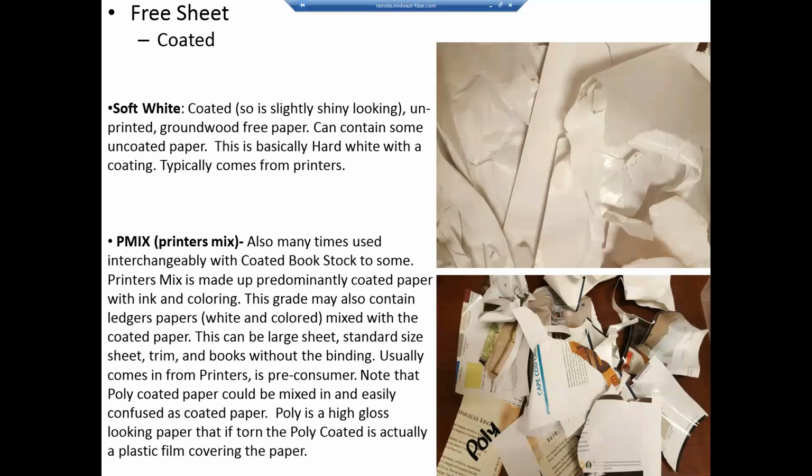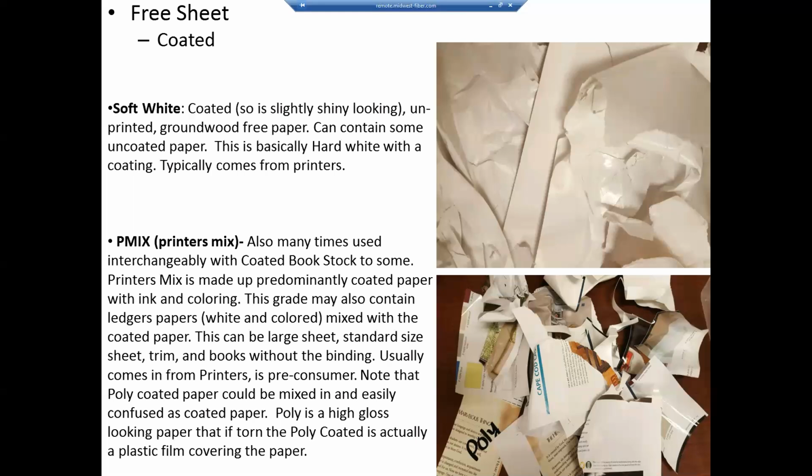PMix, or printer's mix, is the next grade down in the coated free sheets. Some people also refer to PMix as coated book stock. PMix is made up predominantly of coated paper with inks and coloring. This grade may also contain ledger papers, both white and colored. PMix can be large sheets from printers that never made it to cut, standard sheet, trim, and books without bindings as long as there is no groundwood. This grade is typically a pre-consumer grade.